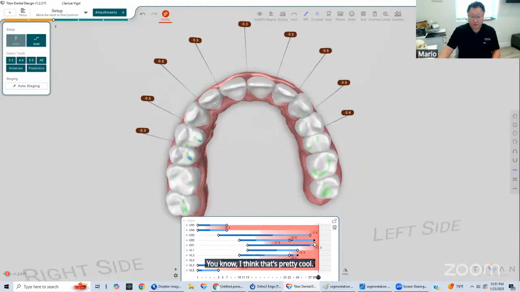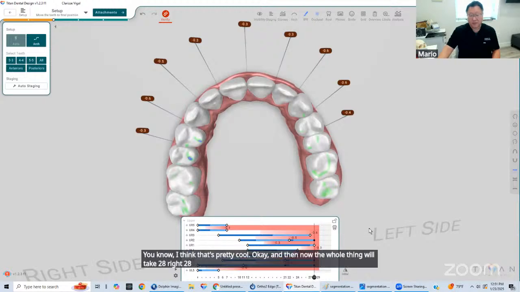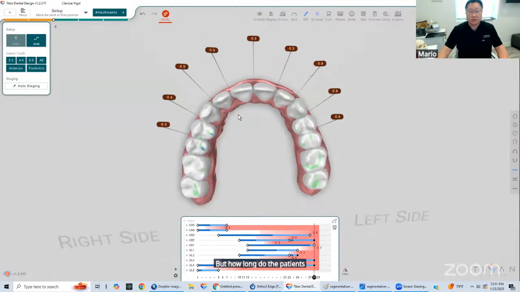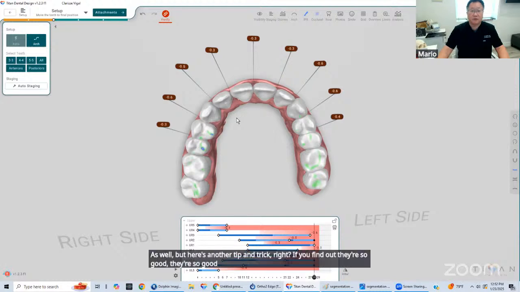Okay, and then now the whole thing will take 28, right? 28 is, it depends, right? So if you look at the case, I pretty much finished the case within a year and a half. But how long do the patients wear the aligners? This is where it's very individualized as well. Here's another tip and trick, right? So if you find out they're so good, you can have them wear it for 7 to 10 days.